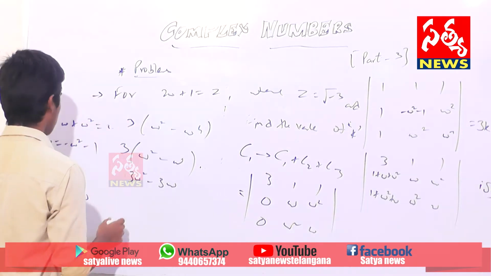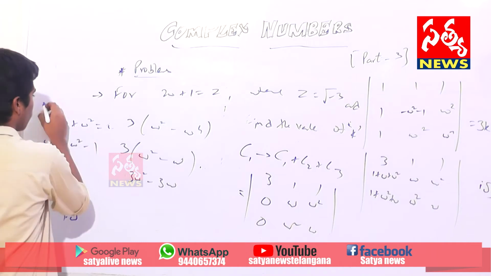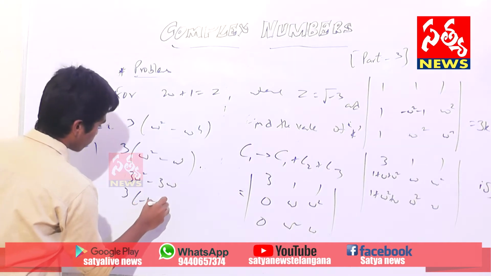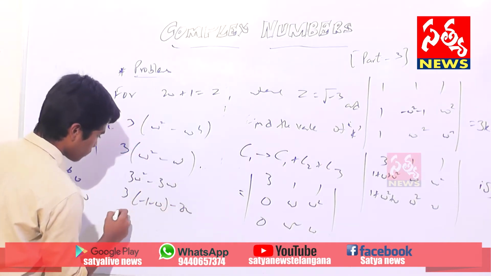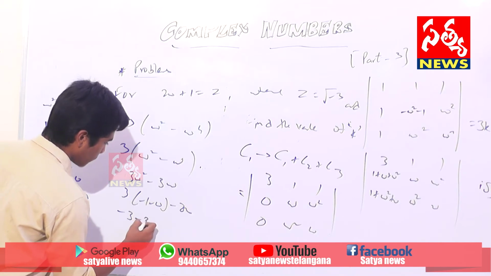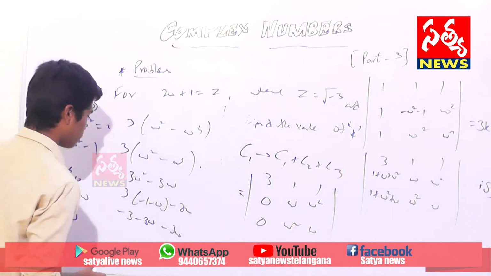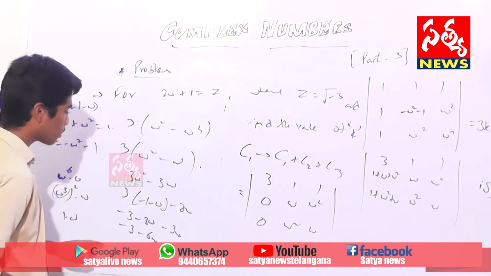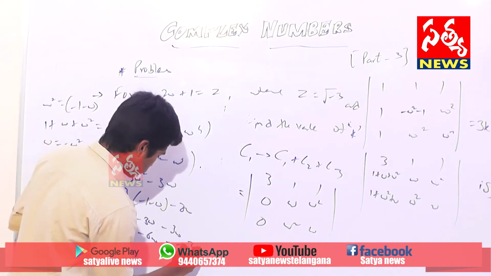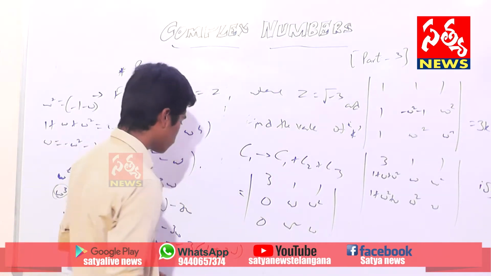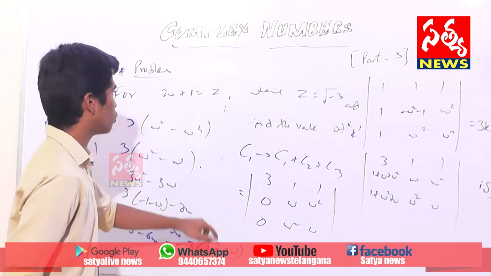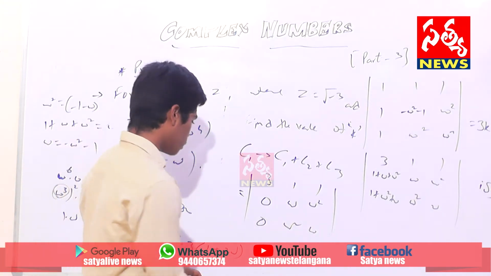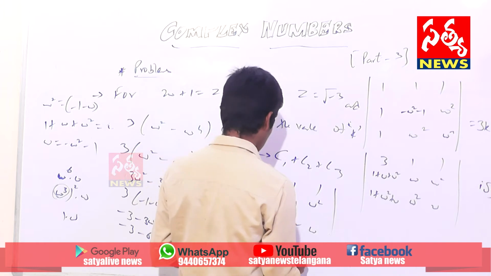3ω² can also be written as, in the place of ω² we can write minus 1 minus ω. So 3 into (−1 − ω) − 3ω. Minus 3 minus 3ω minus 3ω. Okay. Now minus 3 minus 6ω. Taking minus 3 common, 1 + 2ω. So minus 3 into (1 + 2ω). As given in the question, 2ω + 1 equal to z. So we get minus 3 into z.